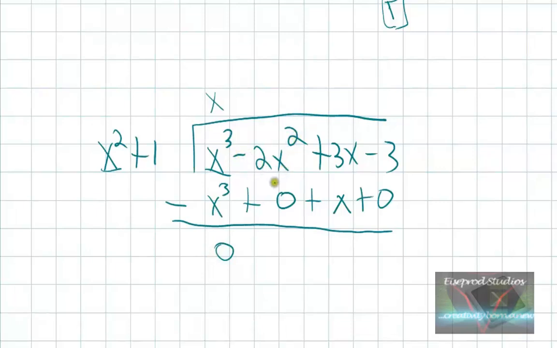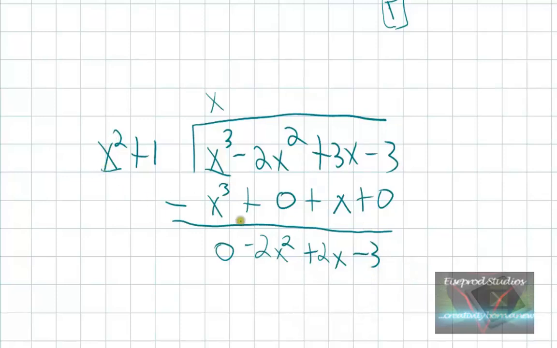Negative 2x squared minus nothing is negative 2x squared. And then 3x minus x is going to be 2x. And negative 3 minus nothing is negative 3. So now we do the process over again.